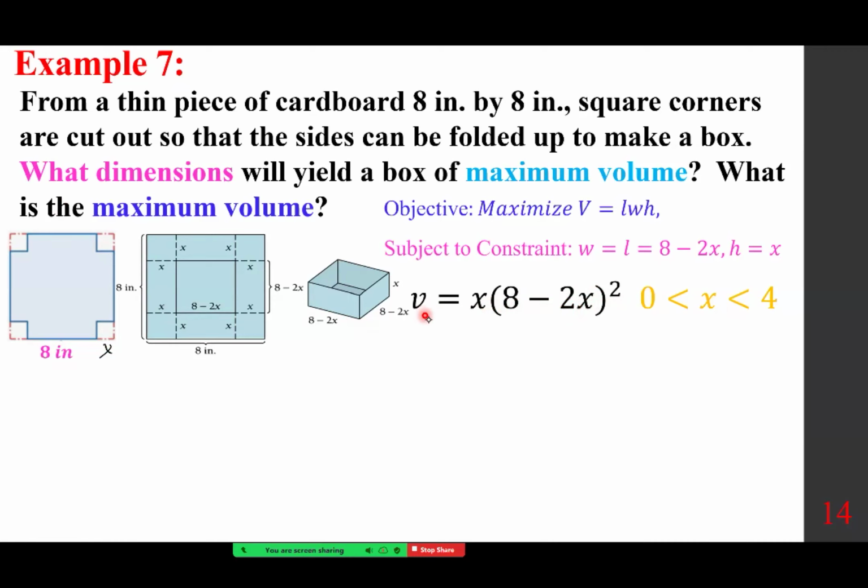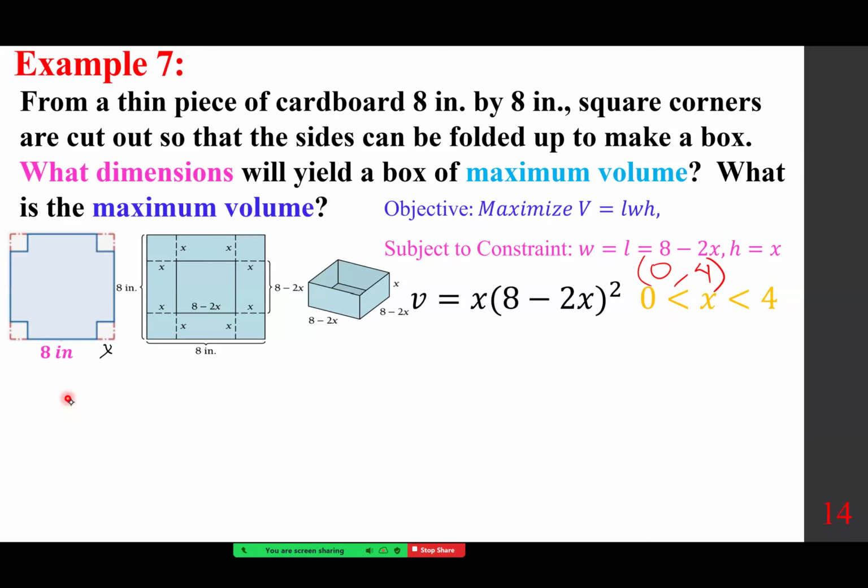The bottom line is, at x equals 0, we don't get a box. At x equals 4, we don't get a box. So it has to be in between. Can it be larger than 4? Of course not, because when you cut it in half, the maximum that you can cut is half of it, which results in no box, by the way. So x is between 0 and 4. This plays an important part. So here's your open interval of 0 to 4.